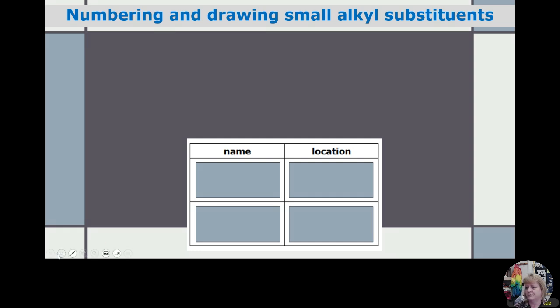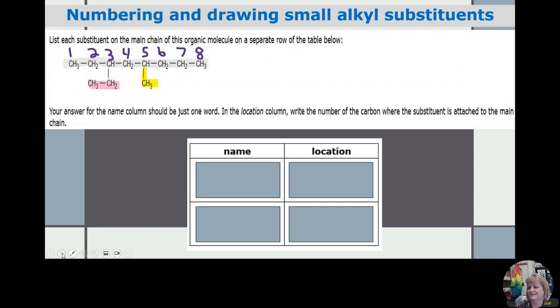Okay, we're going to start numbering and drawing small alkane substituents. So the first thing you want to do is identify the parent strand, number it, and then identify the things coming off of it, like I've done on this one. So the longest chain is 8. That means it's an octane.